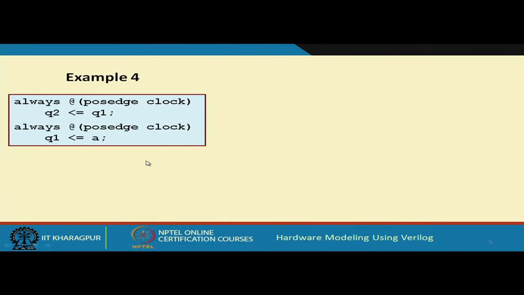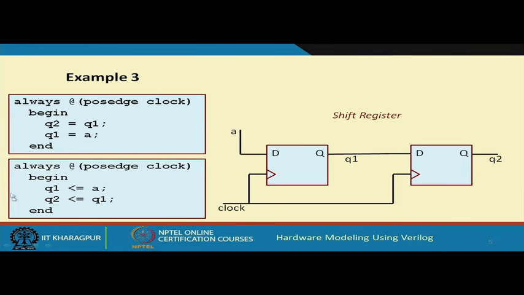Let us take another example. Here there are two procedural blocks, both on positive edge. Here you are saying at the positive edge Q1 will go to Q2, also at the positive edge A will go to Q1. If you move back to the previous slide, you see we used a single procedural block, but you are doing the same thing.